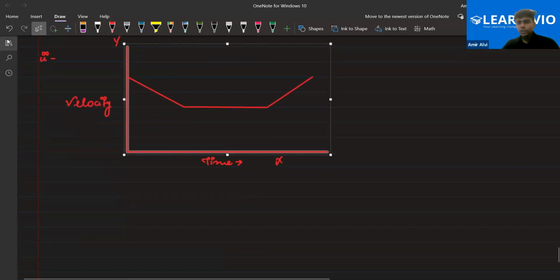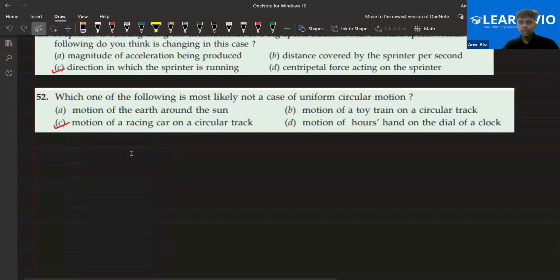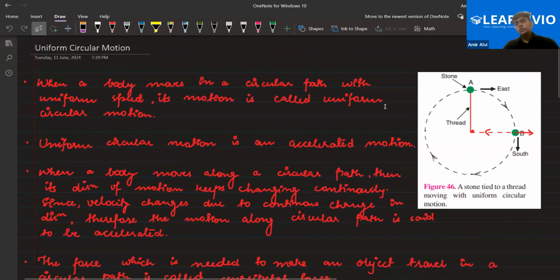Now let's discuss uniform circular motion, because in the graph, these could be the kind of questions, not more than that. Now let's discuss uniform circular motion and this chapter would be done. In this chapter, only the introduction is there for uniform circular motion, right everyone?